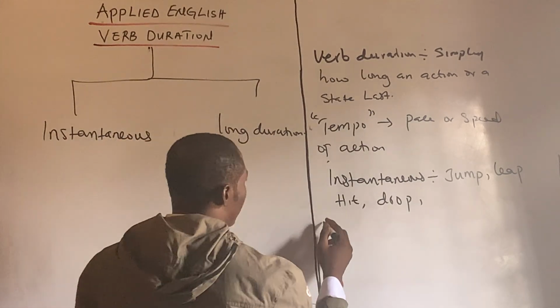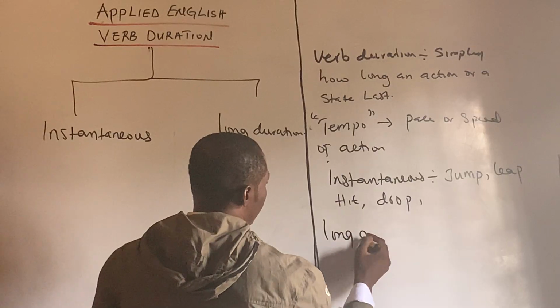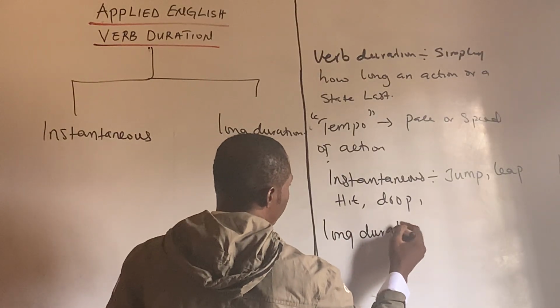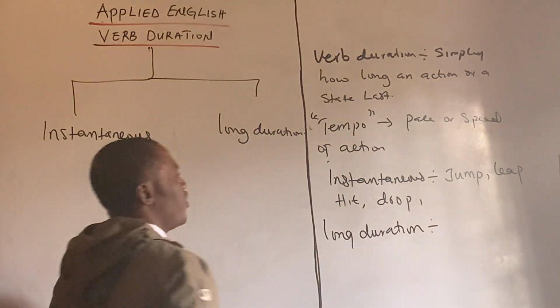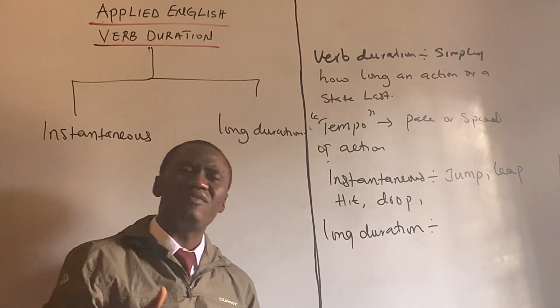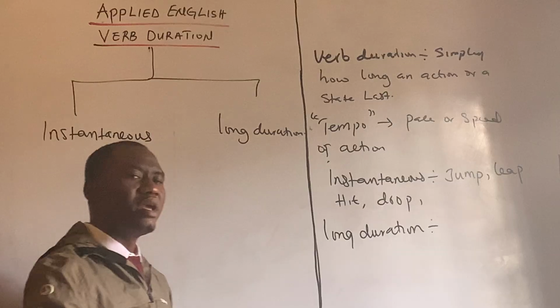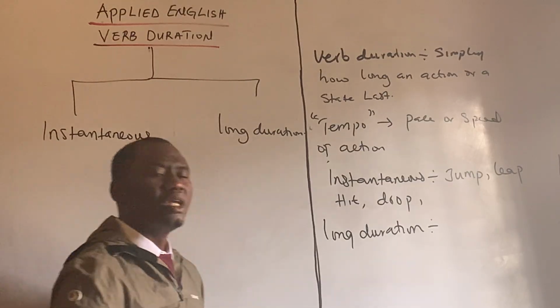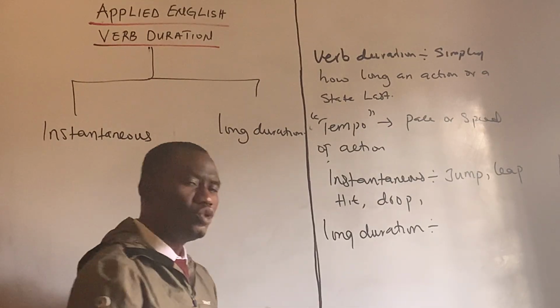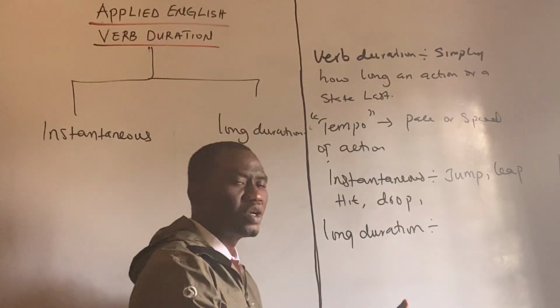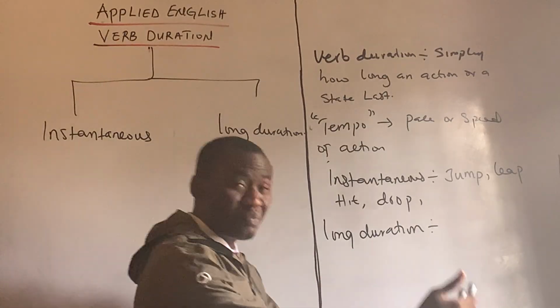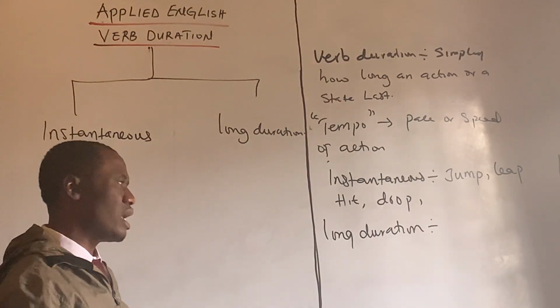What are the long duration verbs? Now, these long duration verbs are verbs that usually take a longer period of time for their execution. The long duration verb usually takes an extended period of time for its execution.